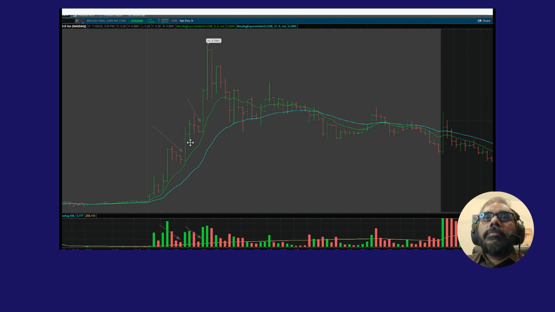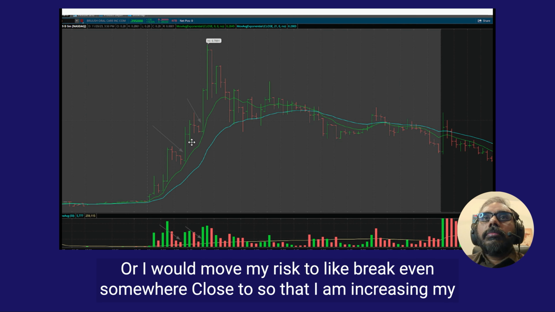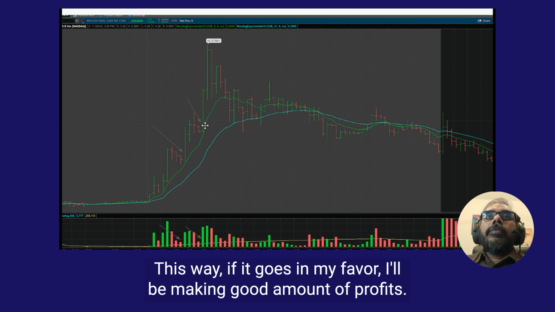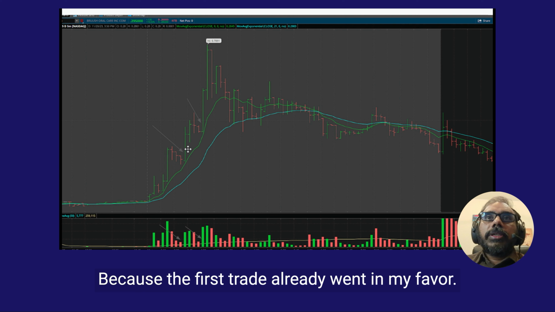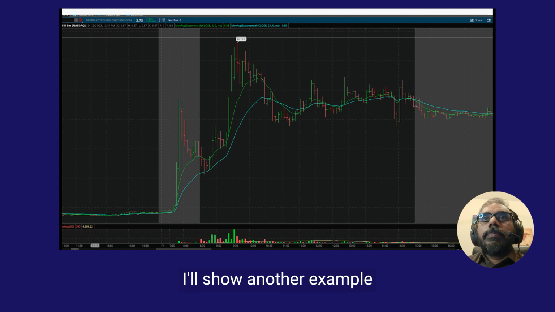My average risk would be somewhere around here, or I would move my risk to like break even somewhere close to, so that I am increasing my position size, risking the same. This way, if it goes in my favor, I'll be making a good amount of profits, risking the same or actually nothing because the first trade already went in my favor. Yeah, this is how I manage this trade. And I'll show another example.